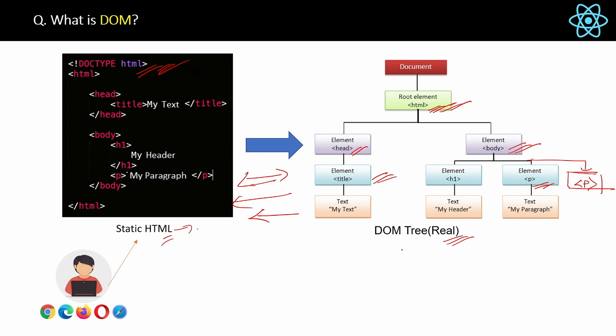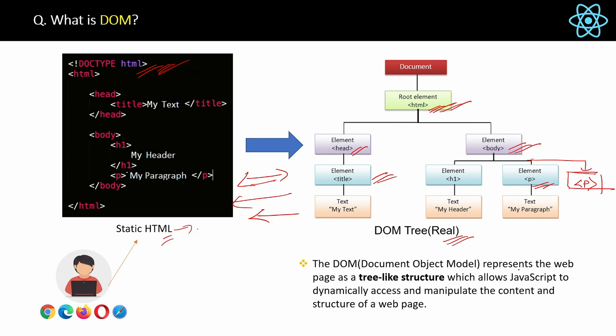The proper definition is: the DOM, which stands for Document Object Model, represents the web page as a tree-like structure which allows JavaScript to dynamically access and manipulate the content and structure of a web page. I hope now you can relate the definition with the explanation I have given here, right?